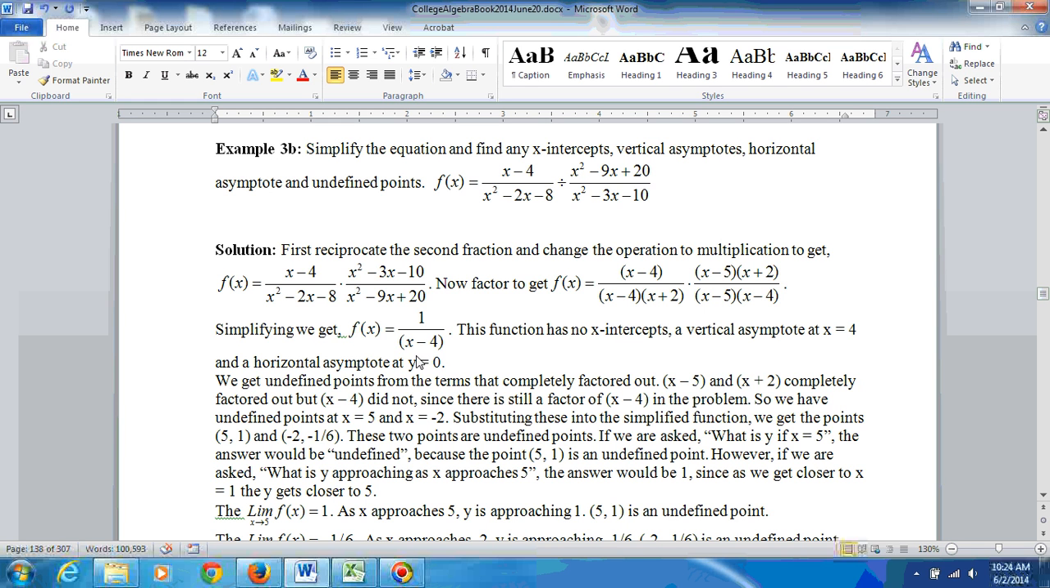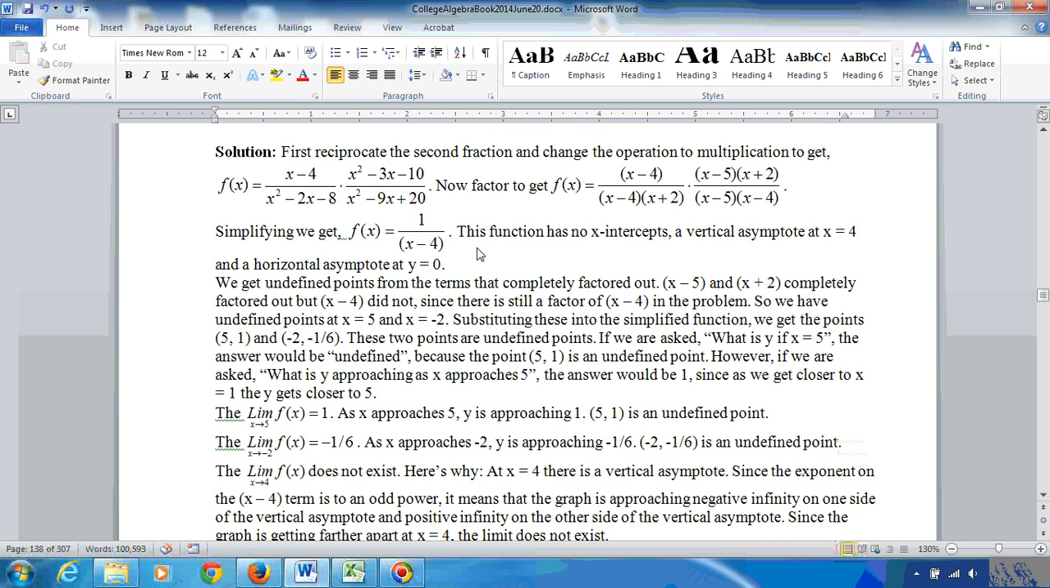What about the limit as x approaches 4? Well, that's not an undefined point. That's a vertical asymptote because it remains in the bottom. And it's also to the first power, so that limit won't exist because it's going to positive infinity on one side and negative infinity on the other side. It doesn't have any x-intercepts because there's no x in the numerator. It has a horizontal asymptote of y equals 0 because the degree of the denominator is first, and the degree of the numerator is 0.